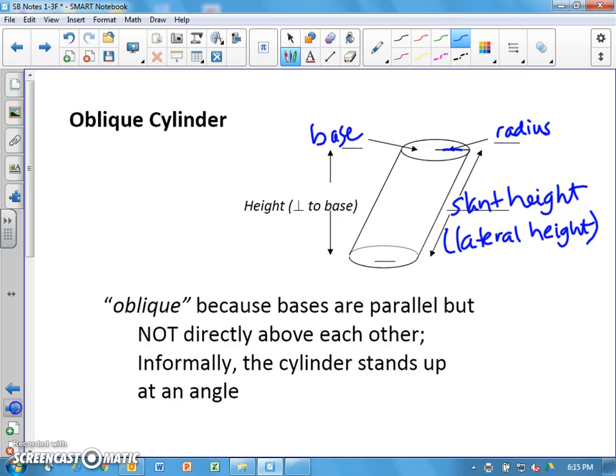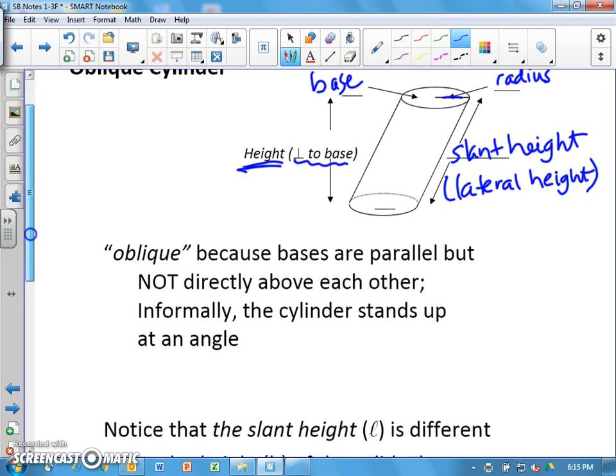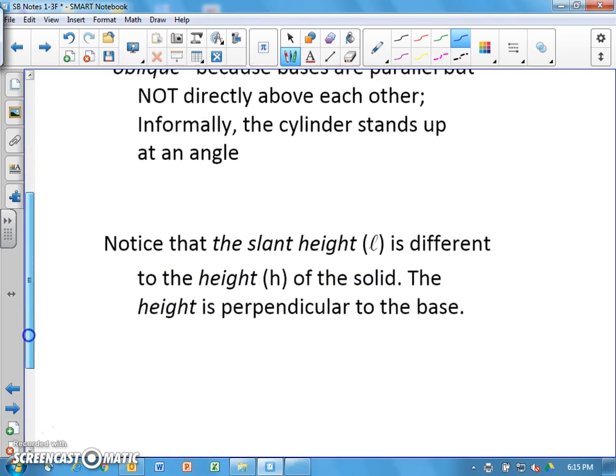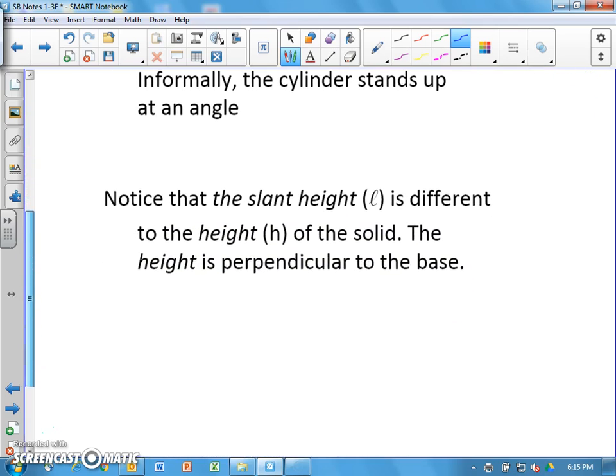It's very important that you can understand the difference between the true height, which has to be perpendicular to the base, so that would be a segment outside, and the slant height, which is going to be part of the cylinder itself. It's oblique because our bases are parallel, but not directly above each other, so it's kind of at an angle. Your slant height is different than your true height, and the height being the one that's perpendicular to the base.